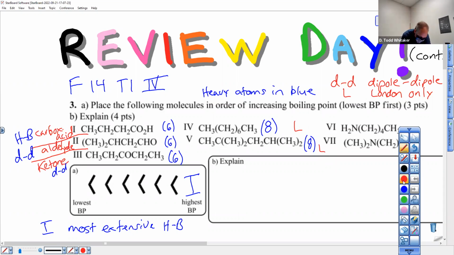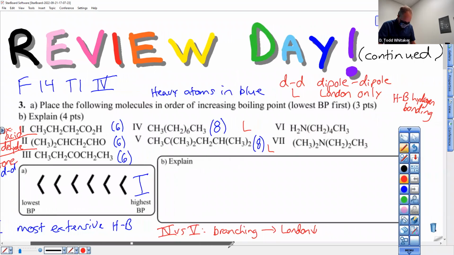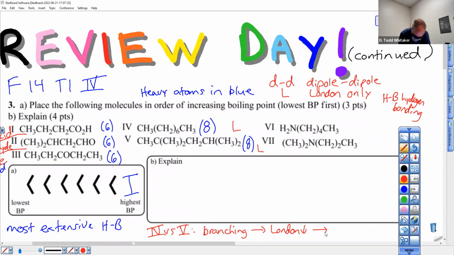And I'll just say that this is just an IV versus V discussion. IV versus V. Branching causes London to go down. Isn't that just as good as a sentence to me? Branching causes London to go down. And what's that going to do to the BP? If it's got less forces holding molecules together, you don't have to put as much heat in to get them apart from each other, right? Isn't that what boiling is? Yeah. So BP down.